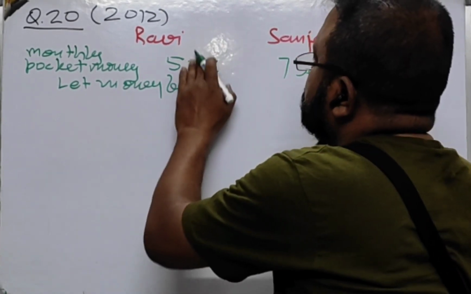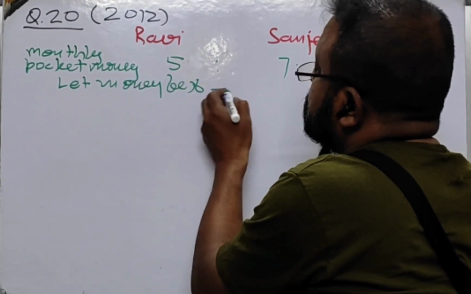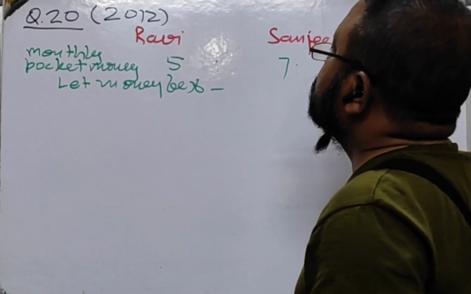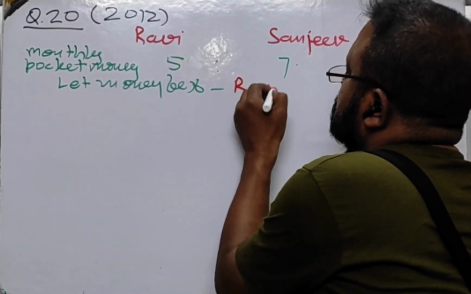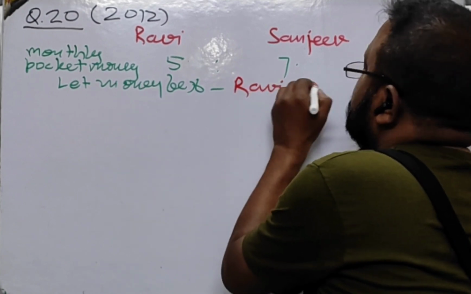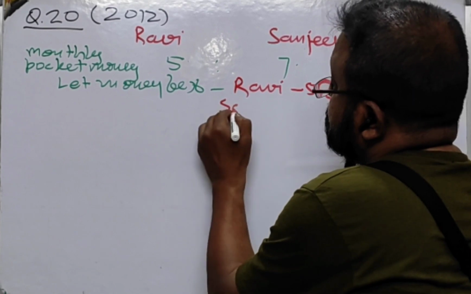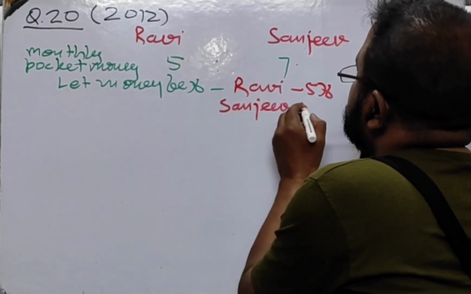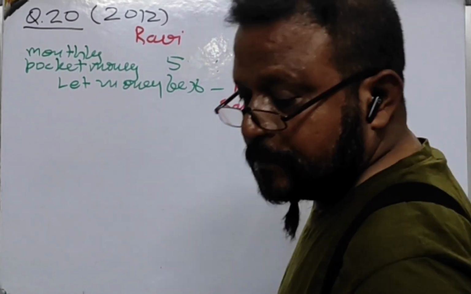Sorry, this is the ratio. Ravi gets 5x and Sanjeev gets 7x. Very nice. So what is next? What else is given?